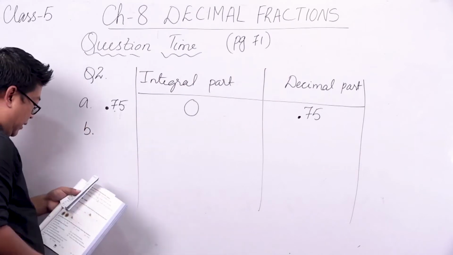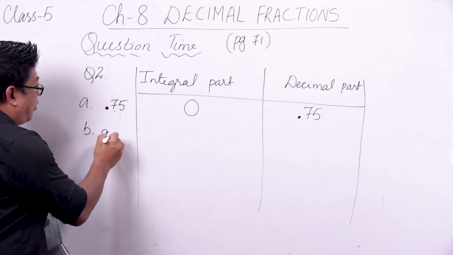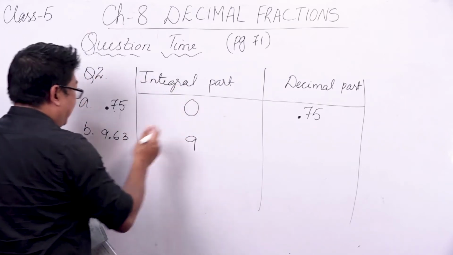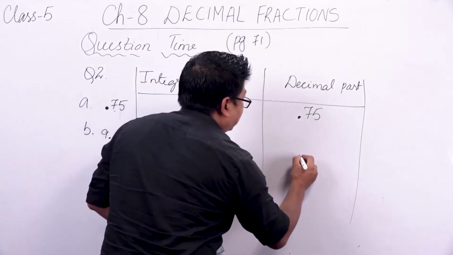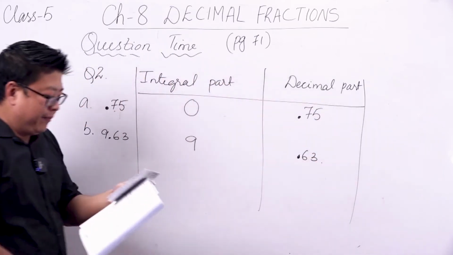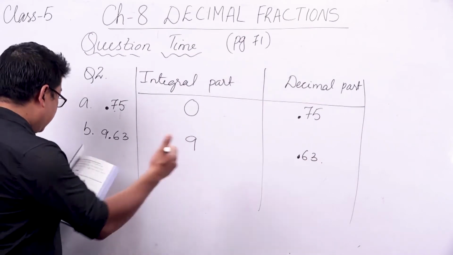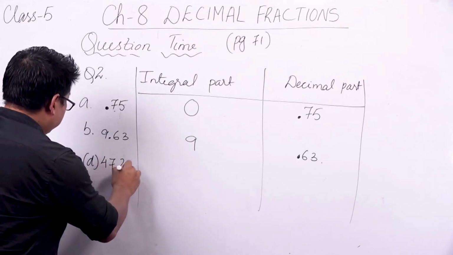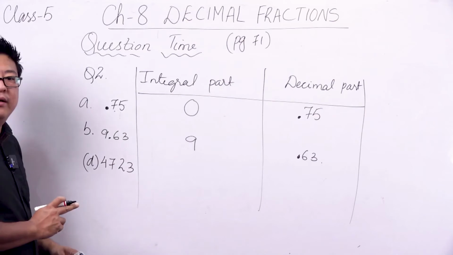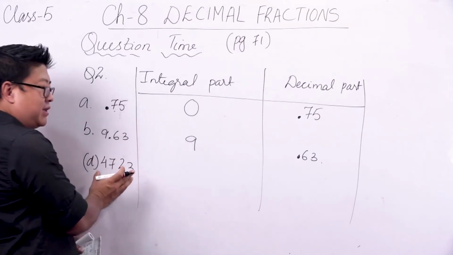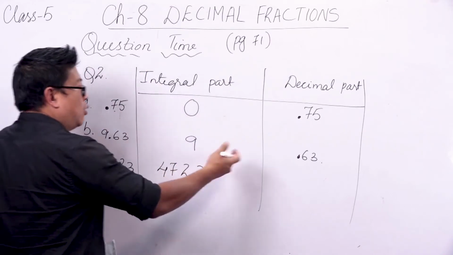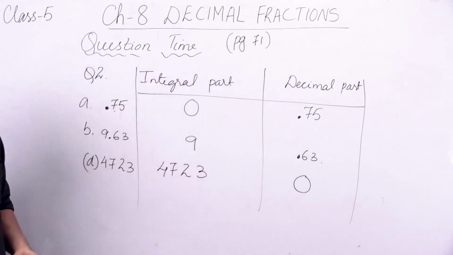Similarly, question B, we have question B as 9.63. So before the point is integral part, that is only 9. After the point, along with the point, is the decimal part. Okay? And let's do one more. The third one I will leave for you. 4723. Now you don't see any point here. There's no decimal point. So all these numbers are integral part only. Okay? Because there's no point. So if there's no point, directly you'll write 0. All right? So this is about question number 2.